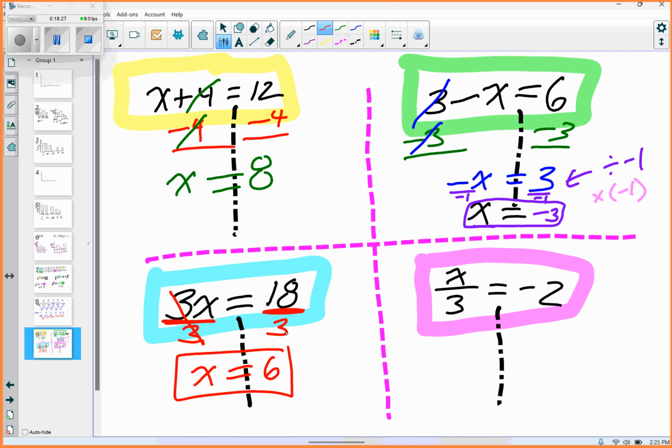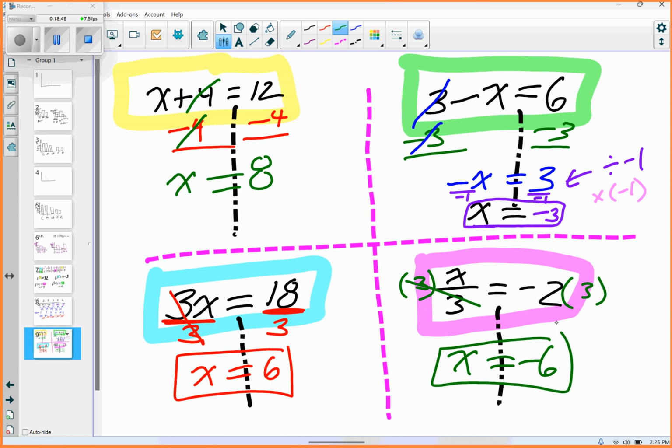Try pink? Absolutely. Since it's division, you multiply by 3. Because this is a fraction, that's a division problem. So if you multiply both sides by 3, that goes away, and I wind up getting x equals negative 6. Love it. It's not the worst thing that you've seen, has it?